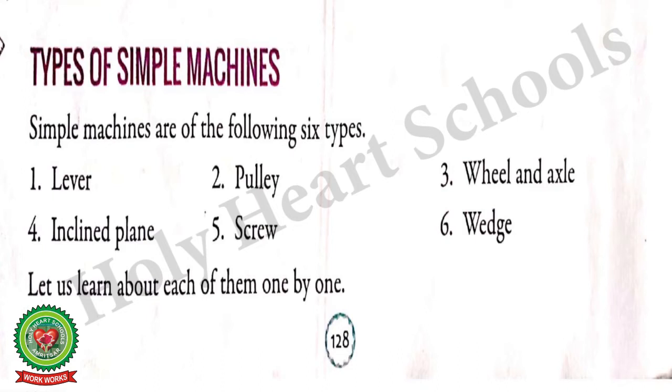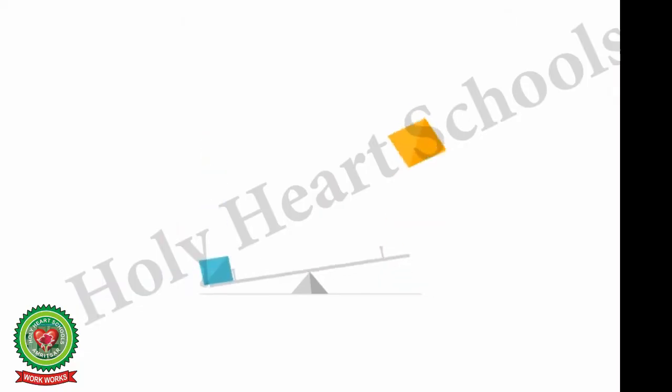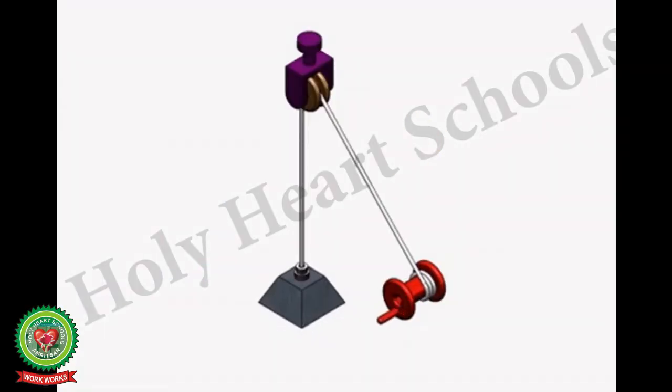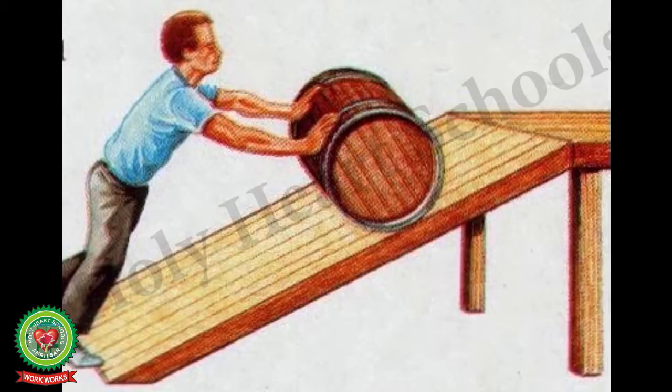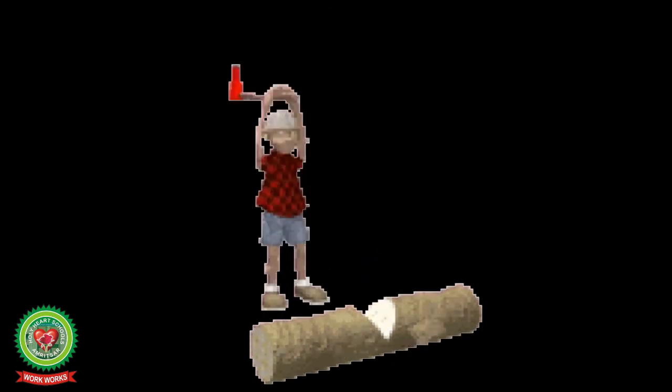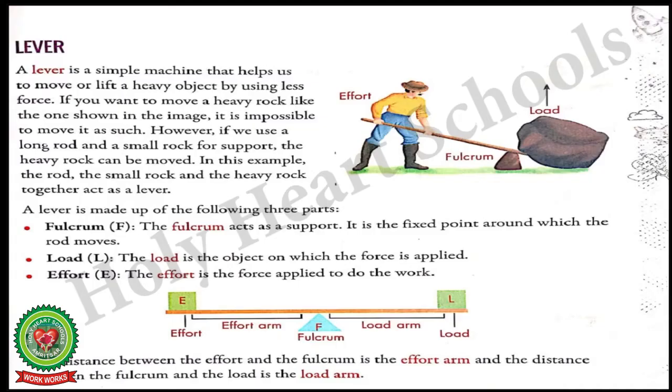Next is types of simple machines. Students, simple machines are of the following 6 types. Number 1 lever, number 2 pulley, number 3 wheel and axle, number 4 inclined plane, number 5 screw, and number 6 wedge. Now let us learn about lever in detail.